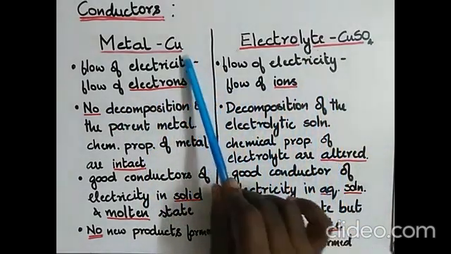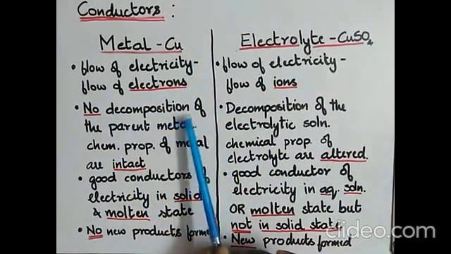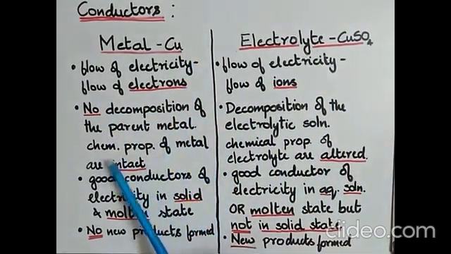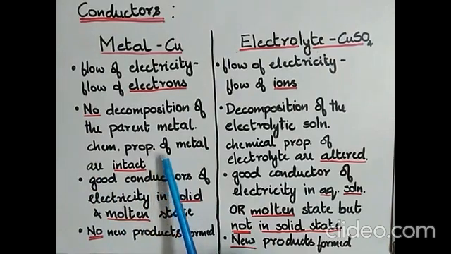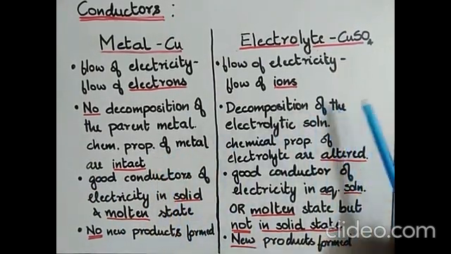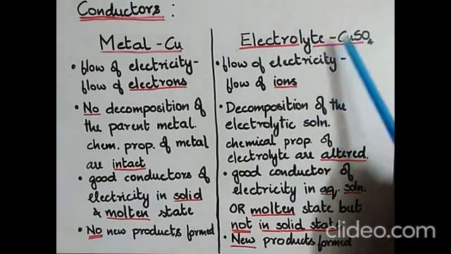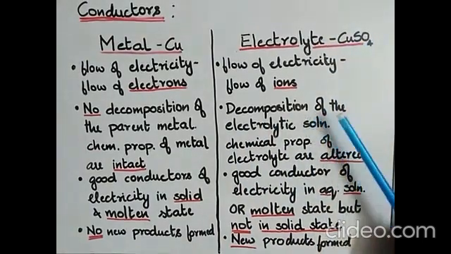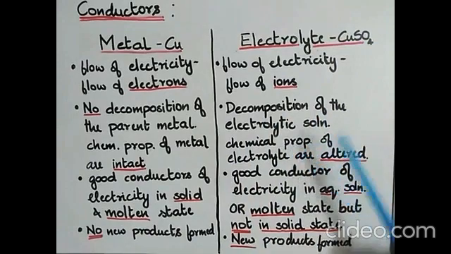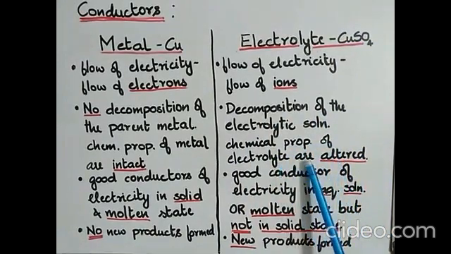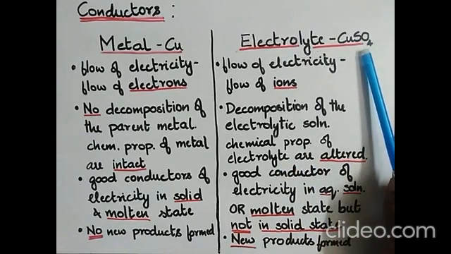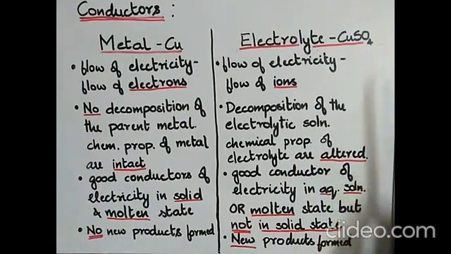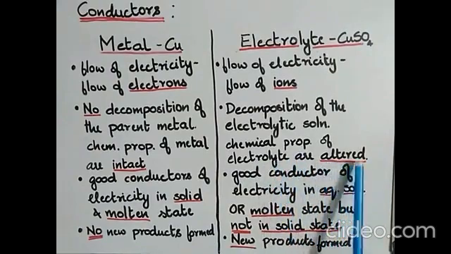The parent metal, that is the copper here, does not undergo any decomposition. So the chemical properties of the metal are intact. There is no change in chemical properties. Metal copper remains as metal copper even after the passage of electric current. Whereas here, there is a decomposition: the electrolyte copper sulfate decomposes on passing electric current, and therefore the chemical properties of the electrolyte are also altered. That is, it decomposes into ions Cu2+ and SO4 2- ions. Therefore, a chemical property is changed here.